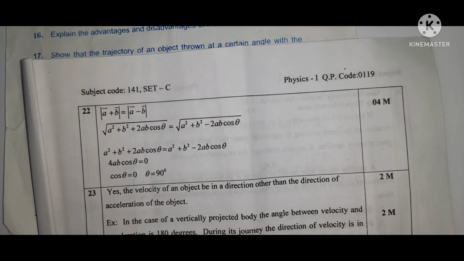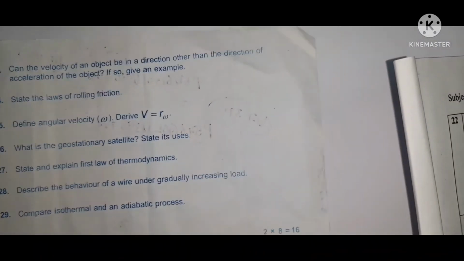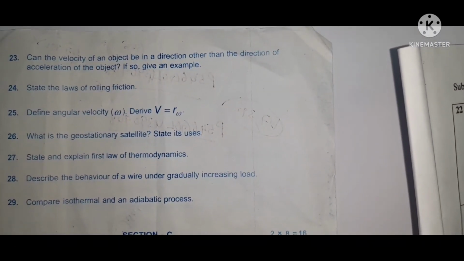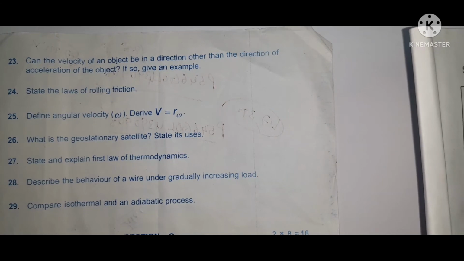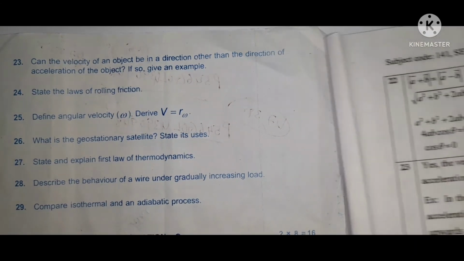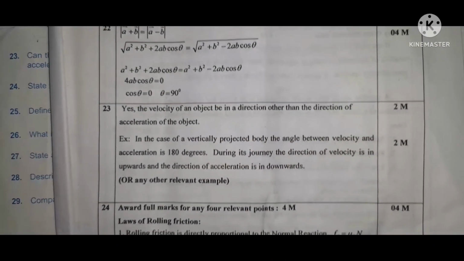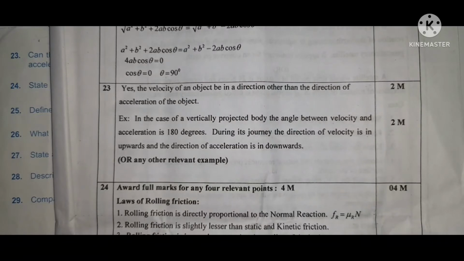So very easy. Next question will be the 23rd question. Can the velocity of an object be in one direction other than the direction of the acceleration of the object? Give an example. So this is also a simple answer. The velocity of an object can be in a direction other than the direction of the acceleration of the object.